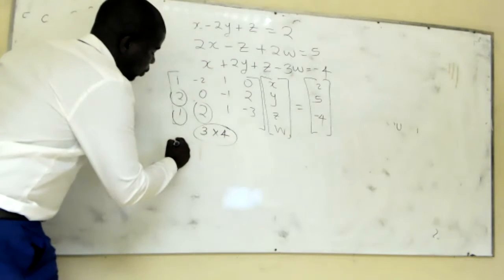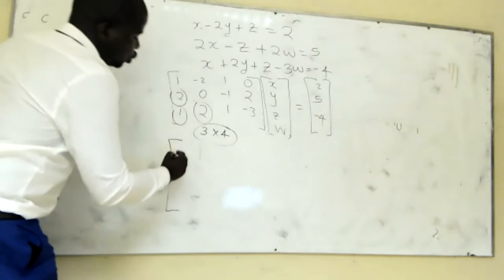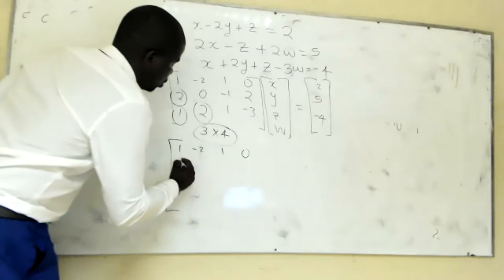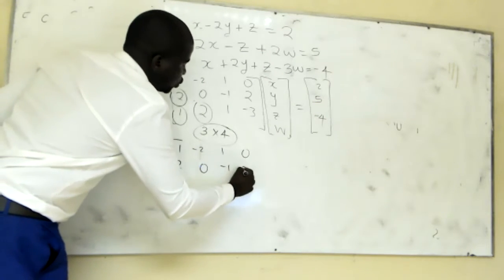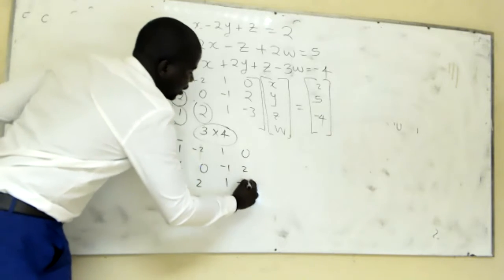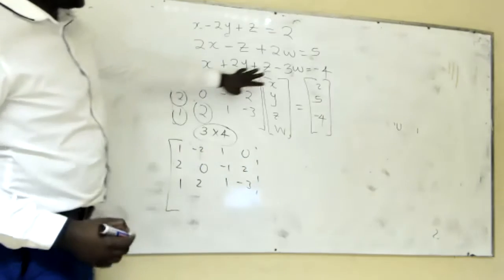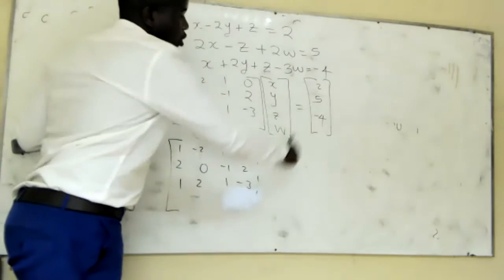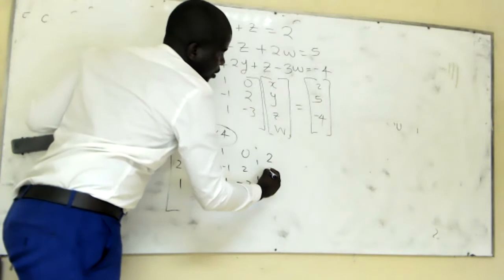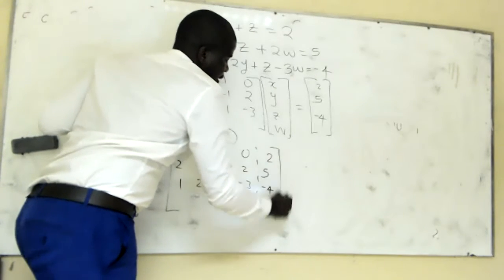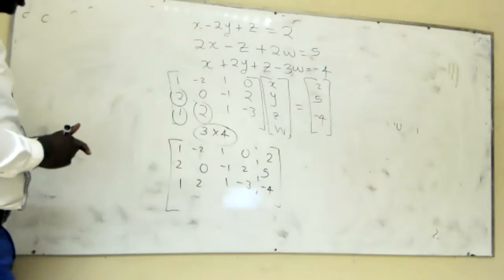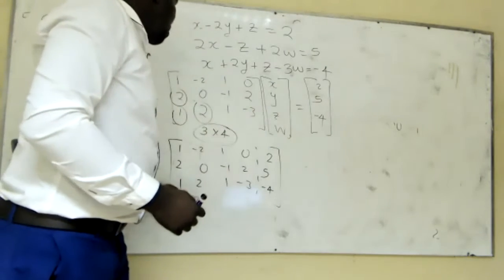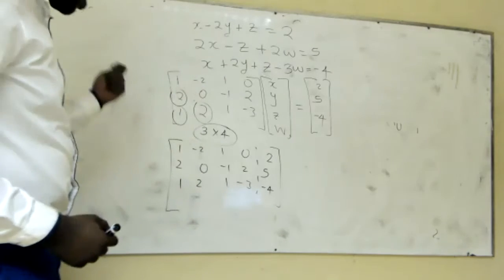But now we can first transform this into the equation given by 1, -2, 1, 0, 2, 0, -1, 2, and then 1, 2, 1, -3. And then now instead of us writing the column vector there, we can have the dots and write the vector we have on the right hand side. So you can write it this way. That is what is called the row echelon form. So when you replace this by dots, you have transformed this into what is called the row echelon form.